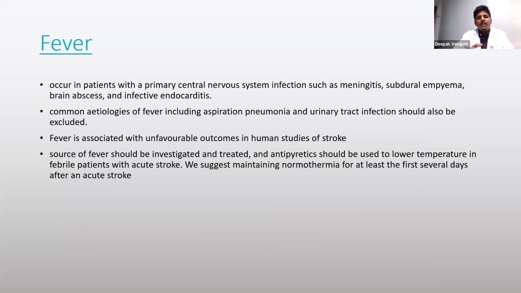Fever is associated with unfavorable outcomes in case of stroke, and it also gives us an insight about the cause. It can be because of primary central nervous system infections such as meningitis, subdural empyema, brain abscess, and infective endocarditis. The most common etiologies of fever in case of stroke are aspiration pneumonia and urinary tract infections, which should be excluded at first. And the source of fever should be investigated and treated as soon as possible. And the antibiotics can be used to lower the temperature.